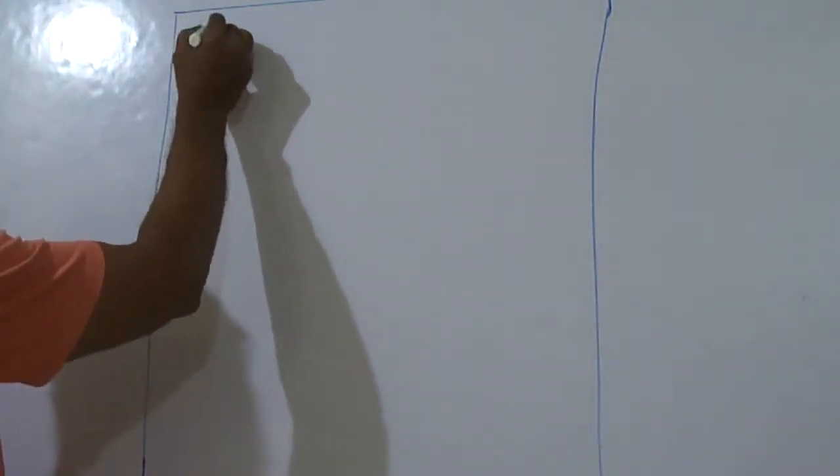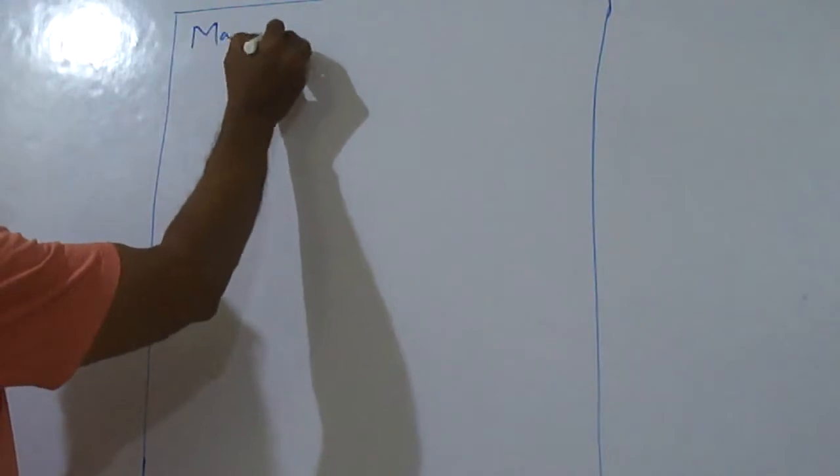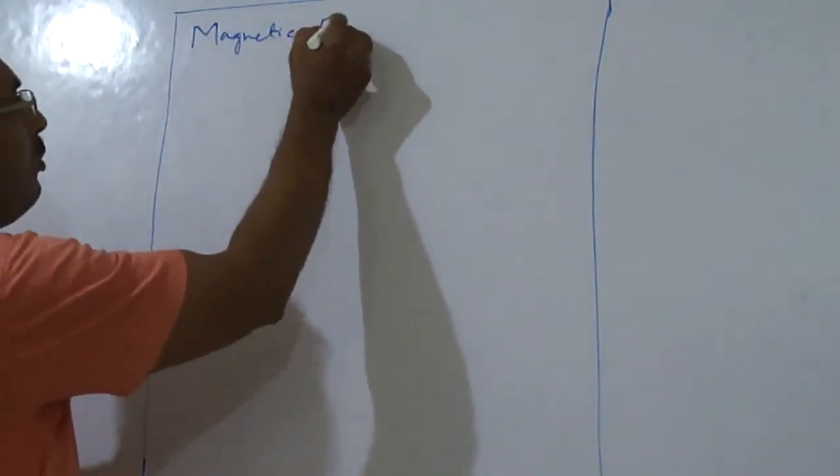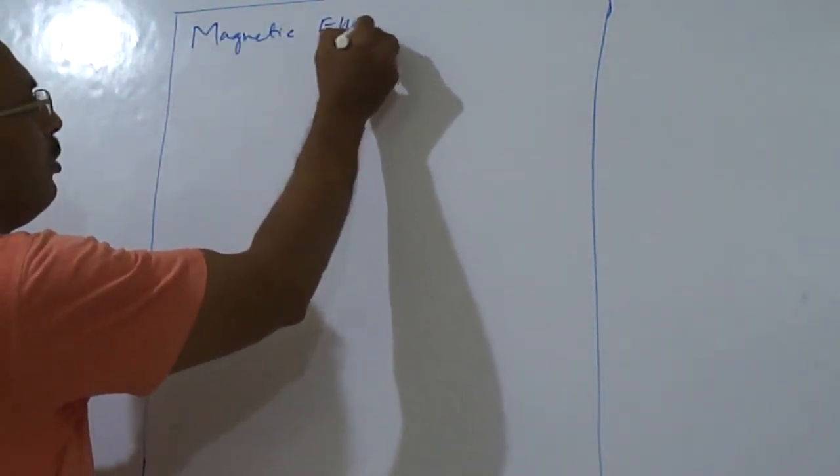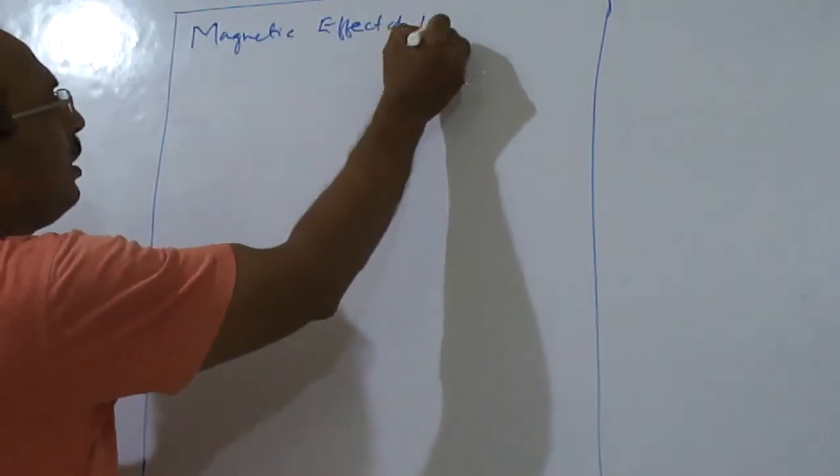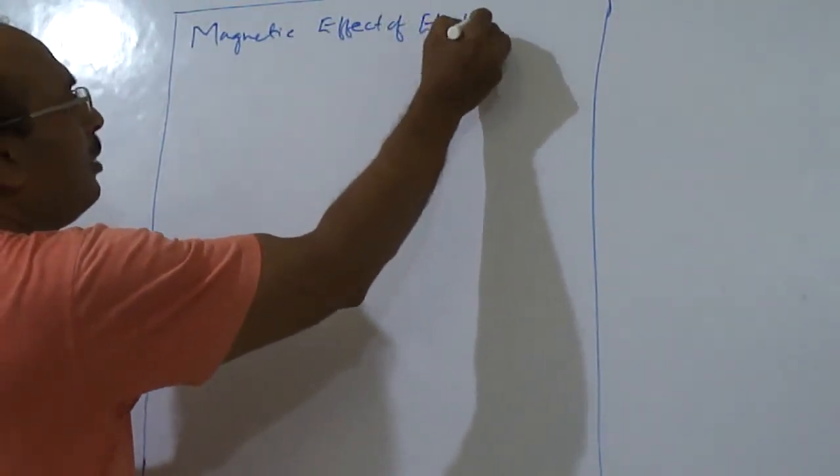Today which chapter have we decided? We have decided to start magnetic effect of electric current because you are having examination. Okay, right. So today we will be starting magnetic effect of electric current.